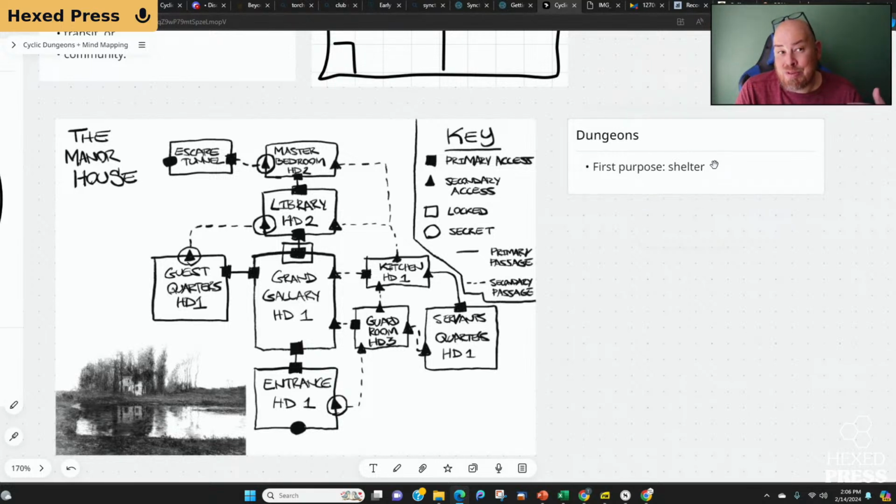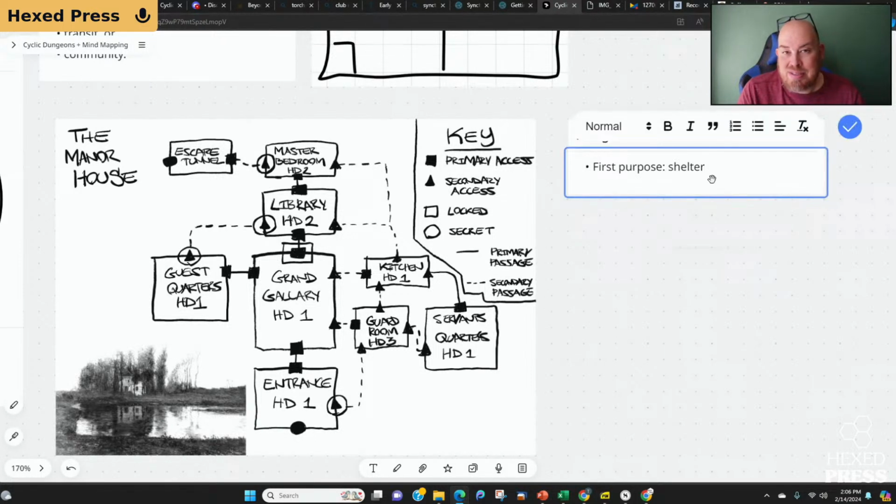I think it's a secondary purpose. The first purpose is just to get, it's not just humans, right? Animals, everybody at some point wants to get out of the elements. You want to get out of the elements, so shelter is your first thing.